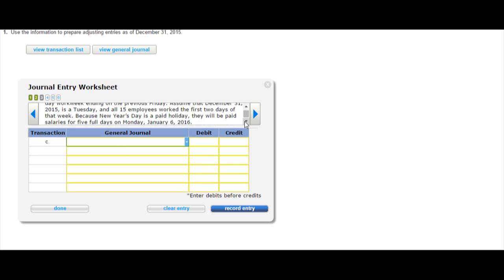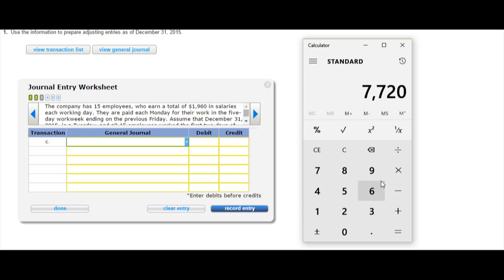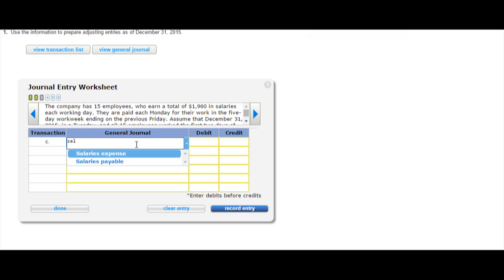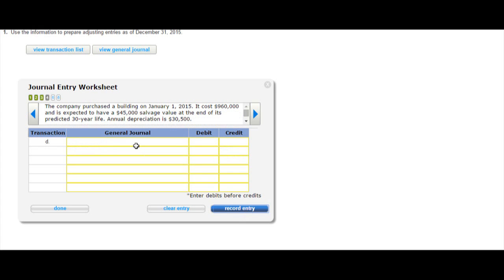So we have 2 days. They worked the first 2 days of that week. $19.60 times 2 is $39.20. That's the expense that you want to record. And since it won't be paid until the next pay period ends, it's a payable for $39.20.